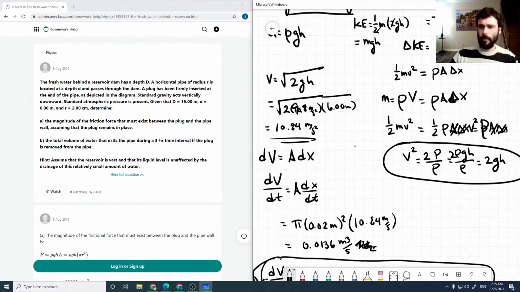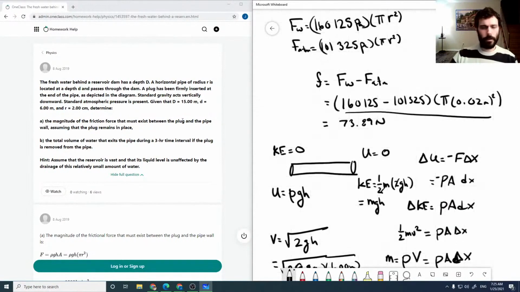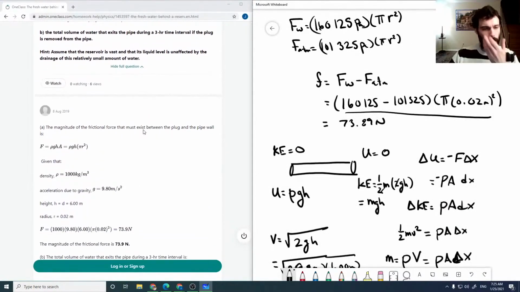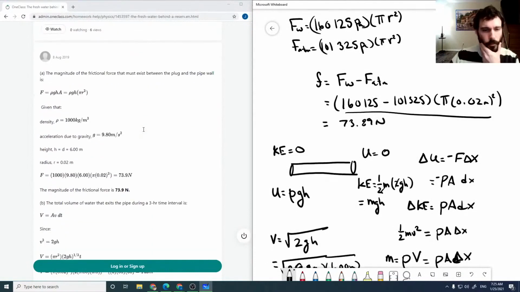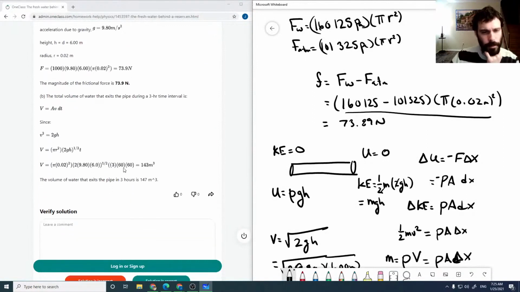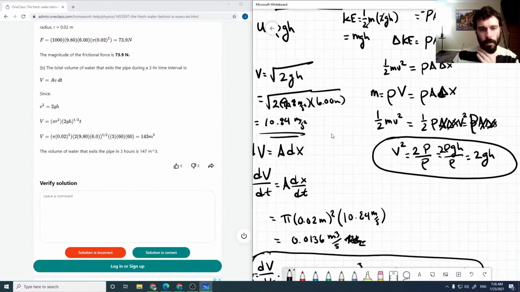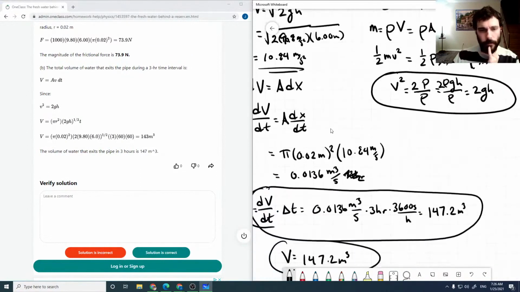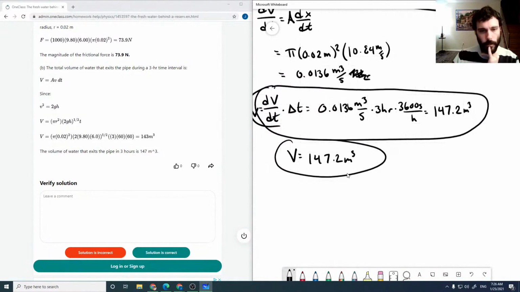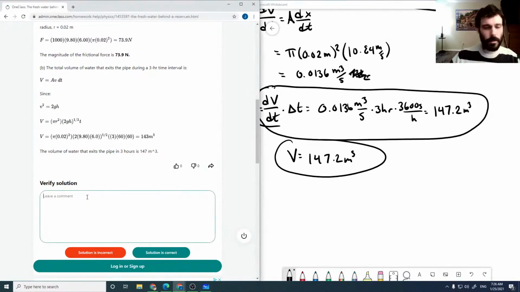Okay, all right. So checking to the solution here, we get our frictional force is 73.9 newtons, so that looks good. We can set v squared to 2gh and solve for our total volume as 147.2. What? Okay, 147 is what they gave at the bottom, and 143, so that must be just a mistake. So that looks good.